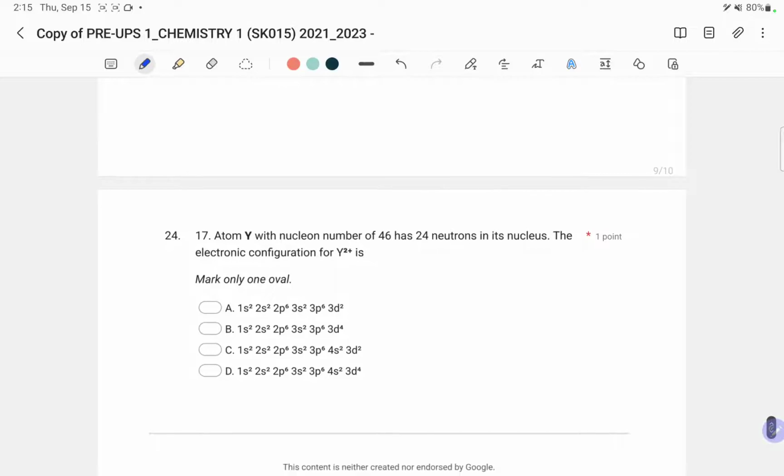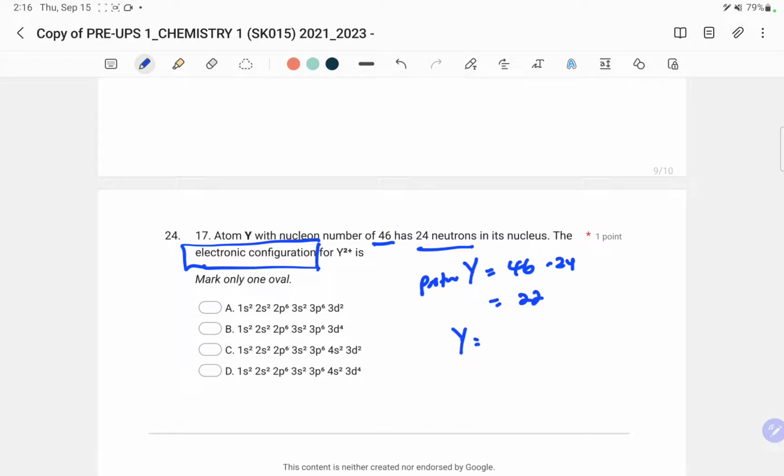Okay, the last question. Atom Y with nucleon number 46, neutron 24. So, dia minta electronic configuration. As we know that bila electronic configuration, dia depends kepada number of electron. So, yang dia bagi nukleon, dia bagi neutron. So, kita kena cari elektron dia berapa. So, kita cari untuk proton dulu. Proton number Y sama juga dengan nukleon tolak neutron. So, 46 minus 24, kita dapat 22.